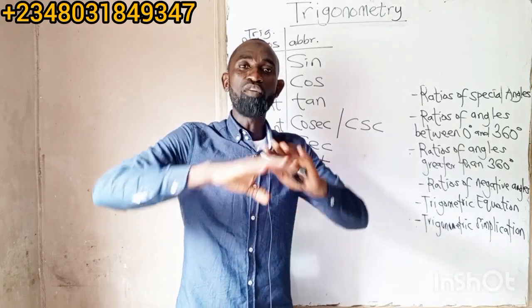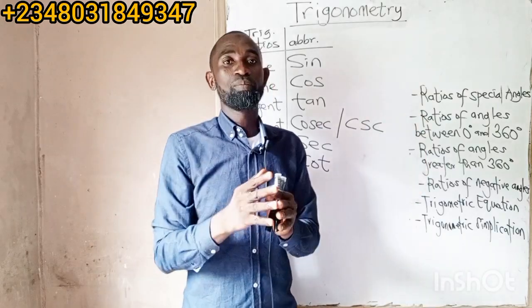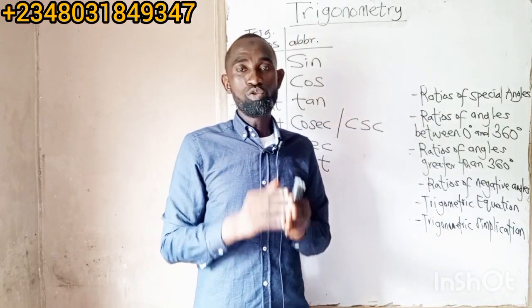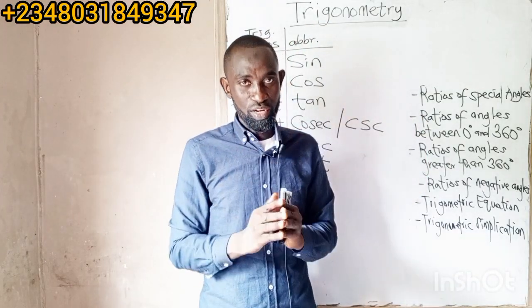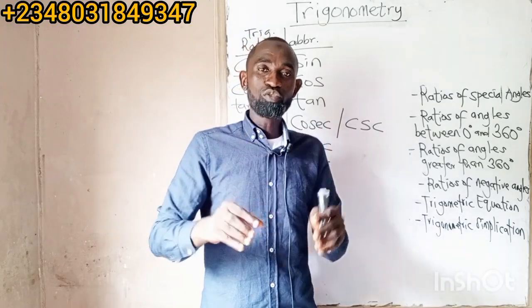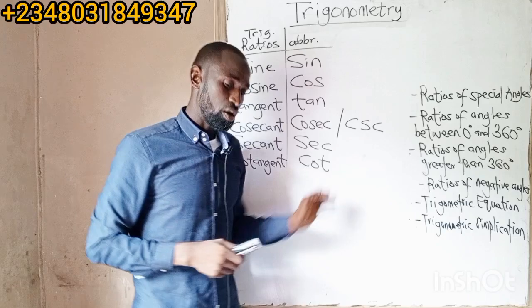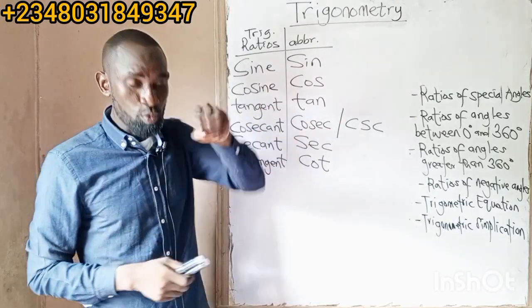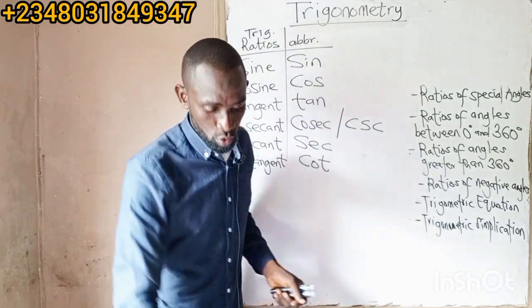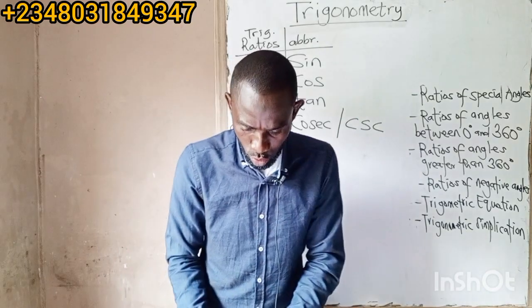If the parameter involves sides only, I will use Pythagoras theorem. Then if the question involves a combination of side and angle, I will use a suitable ratio. So let's take some questions.